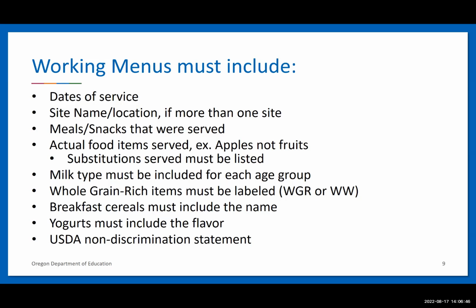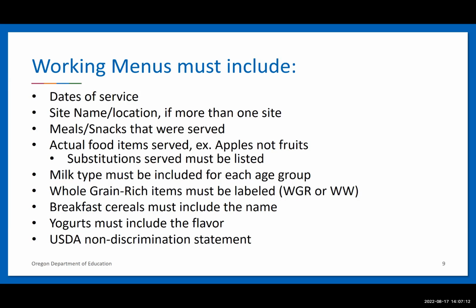A complete working menu must include dates of service, the site name or location if you have more than one site, the meals and snacks that were served, and the actual food items served. For example, instead of listing fruits, it must list a specific fruit, like apples. Very importantly, a menu must include all the substitutions that were served that day.